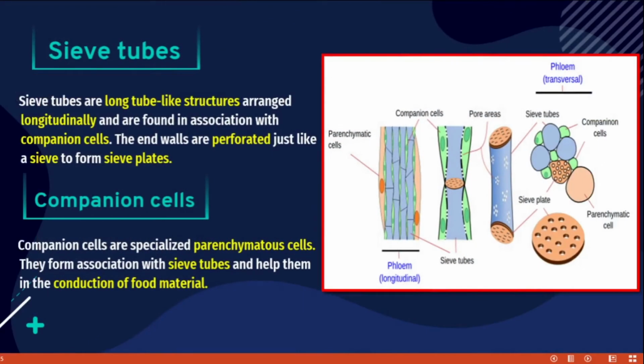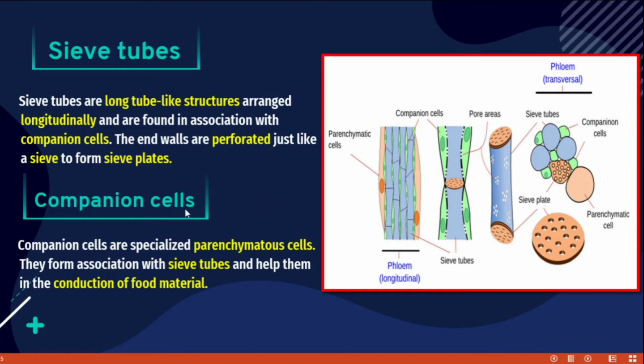First one, sieve tubes. Basically, these are all long tube-like structures arranged longitudinally, and are found in association with companion cells. Look at this picture. See, the end walls of sieve tubes are perforated, nothing but it contains a lot of holes. It looks like a sieve plate.